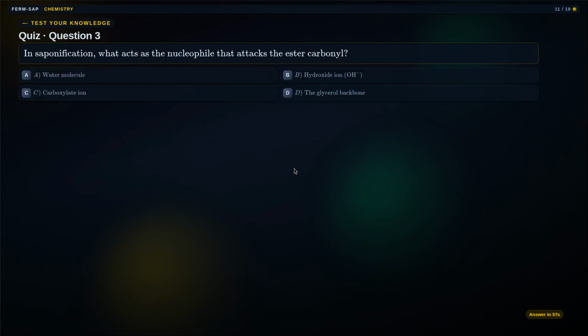Quiz question 3. In saponification, what acts as the nucleophile that attacks the ester carbonyl? Option A, water molecule. Option B, hydroxide ion OH-. Option C, carboxylate ion. Option D, the glycerol backbone. Remember the mechanism of base-catalyzed ester hydrolysis.